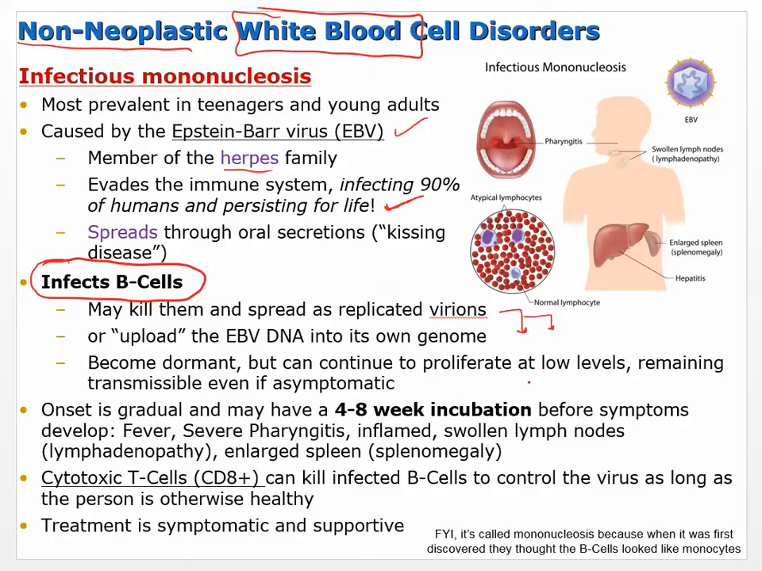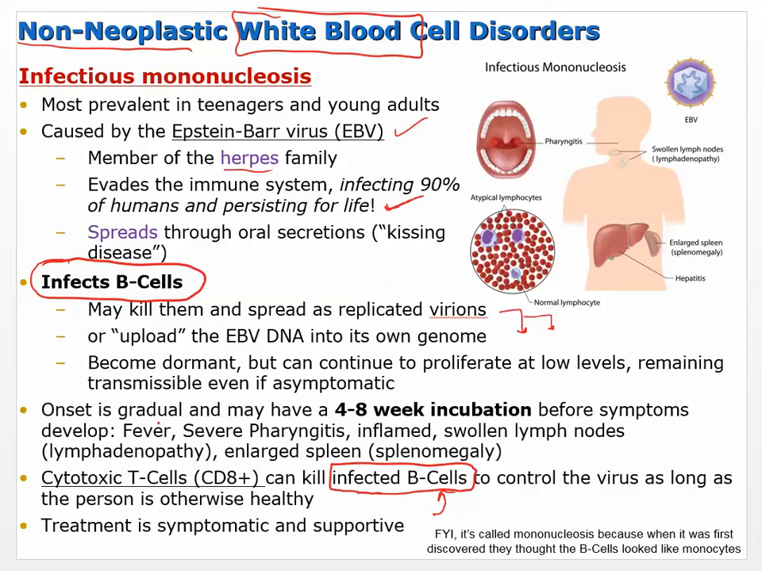But usually your immune system will get a hold of it. The T cells are able to identify infected B cells and can control it. So the cytotoxic T cells, the ones that are always sampling what's inside cells and then killing them if it doesn't look right, those can get it.